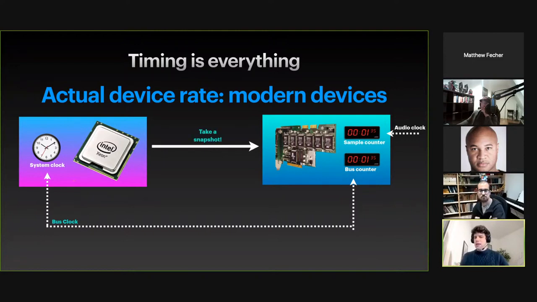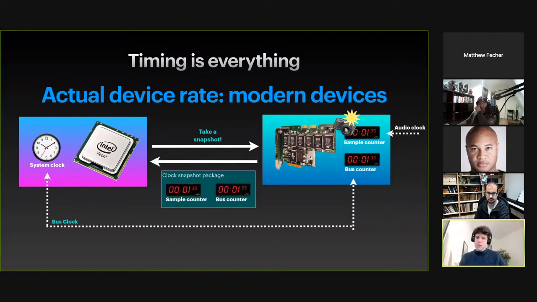And now there's always some kind of register that you can read in the device, or a hardware function, where the CPU can ask the device to take an atomic snapshot of those two counters at exactly, precisely, simultaneously the same time. The device will send that back to the CPU and give you this package of the two counters. And because the bus counter runs off the same clock as the system clock, you can convert the bus counter to a system clock value.